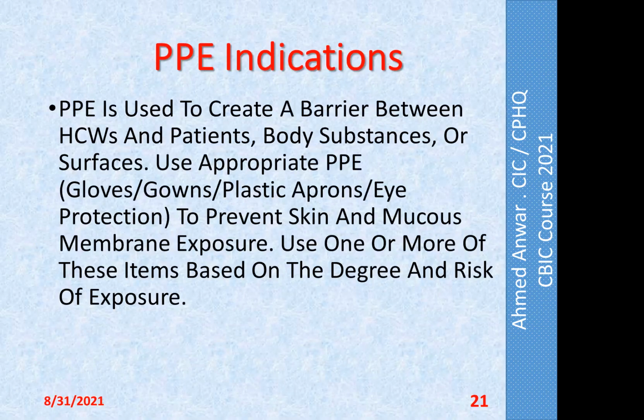So according to the risk from the patient, we wear the PPE. For example, if there is a risk of exposure to body fluid from the patient, in this case we wear gloves. If there is a high risk of splash, we wear gloves, gown, and face shield. If the patient has a risk of respiratory infection, coughing or sneezing, we wear a mask. So according to the risk, we decide what type of PPE we need.